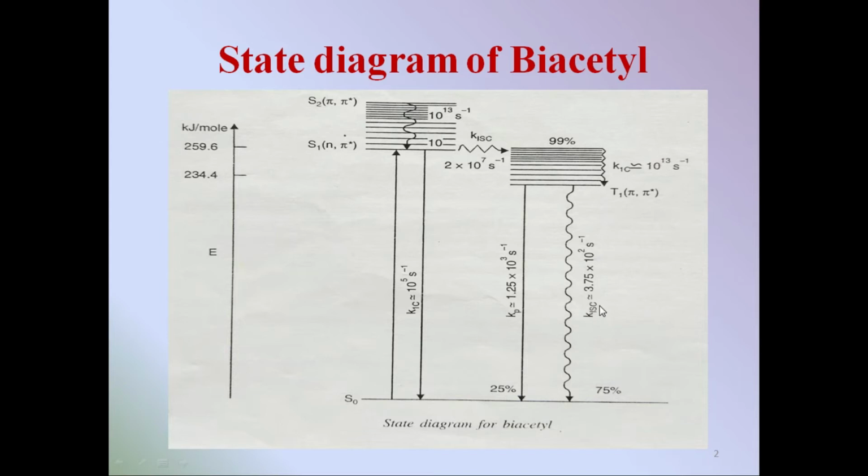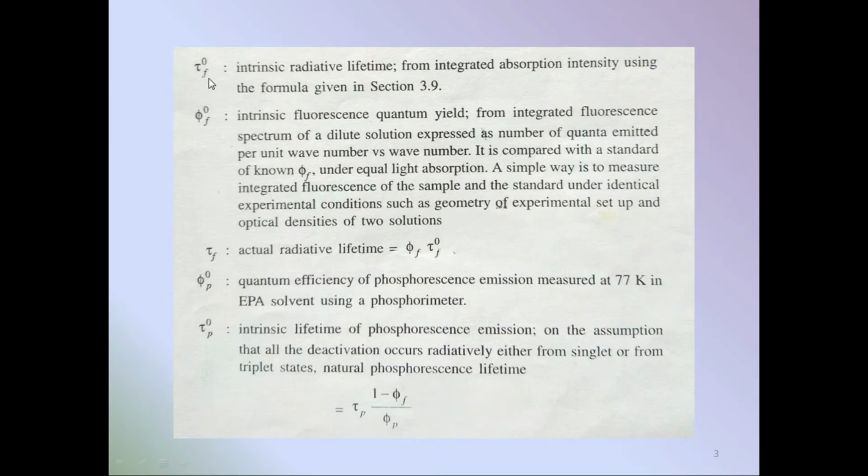In this state diagram, we are going to use some standard representation. Wherever we use phi, it indicates quantum yield, tau indicates lifetime, etc. So let us see these notations. Tau F naught indicates intrinsic radiative lifetime. Phi F naught indicates intrinsic fluorescence quantum yield. Tau F indicates actual radiative lifetime, which is equal to phi F into tau F naught.